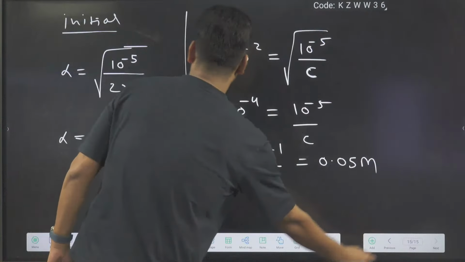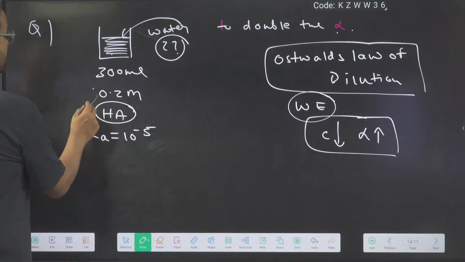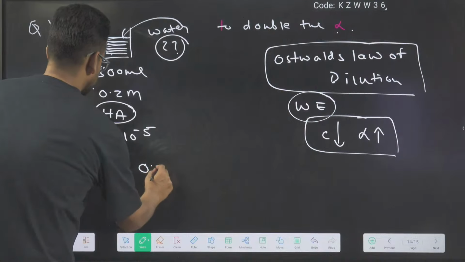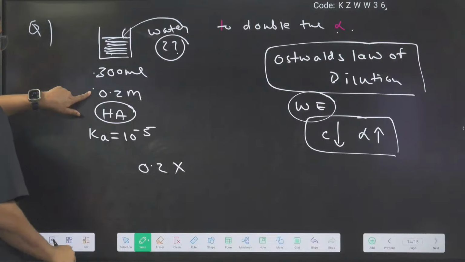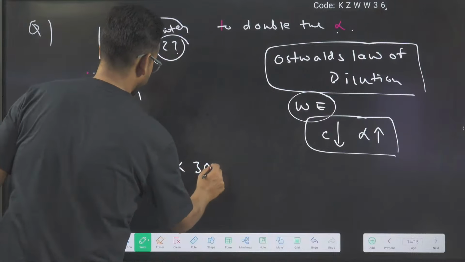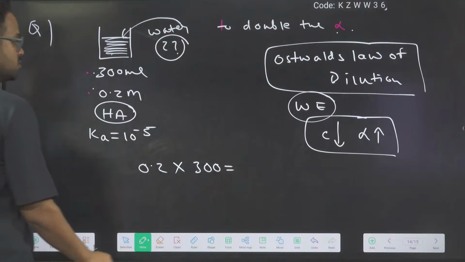So now you have to apply M1 V1 equals M2 V2. So 0.2 as M1 into V1 300 is equal to M2.